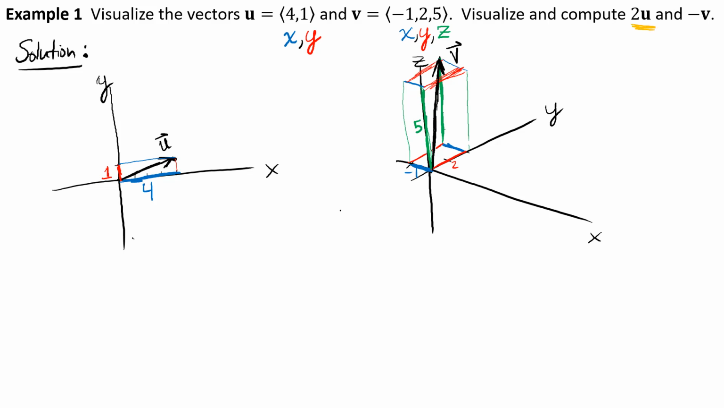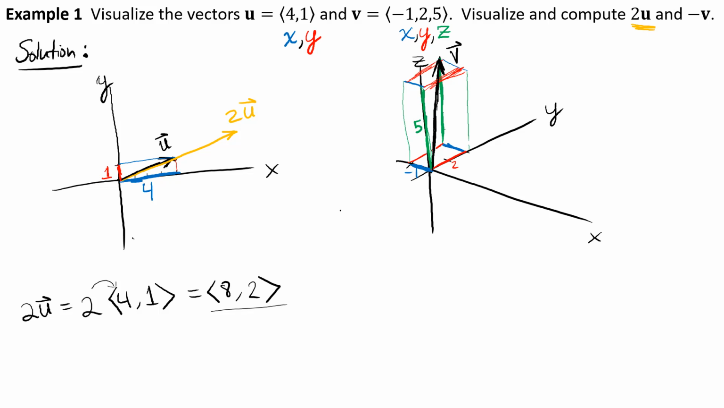Now let's talk for a moment about what 2u means. 2u refers to the vector u, which has then been stretched to be twice its length. To compute 2u, the procedure is quite straightforward. Just take the number 2 and multiply each component of u by that number 2. So 2 times 4 is 8, and 2 times 1 is 2. So these are the components of 2u.